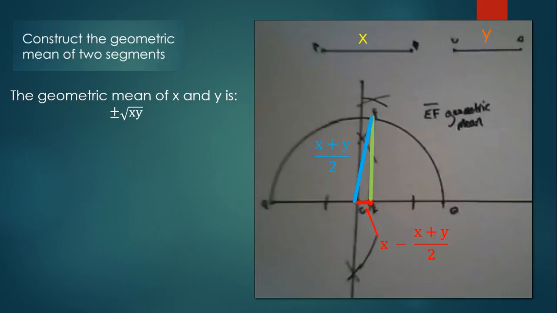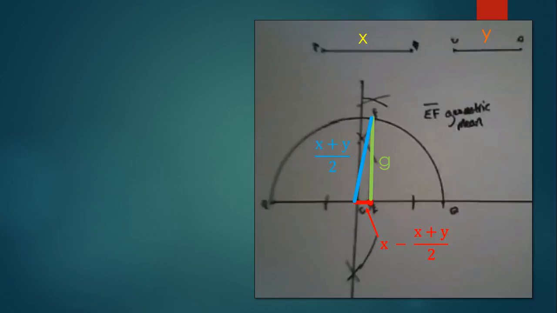And now you can see what we've got is a right triangle. And if we have a right triangle and we know the lengths of two sides, we can always use the Pythagorean theorem to find the length of the third side. So we'll call the length of the third side, which is our geometric mean, G for geometric mean. And then we'll use the Pythagorean theorem to solve for G in terms of x and y.